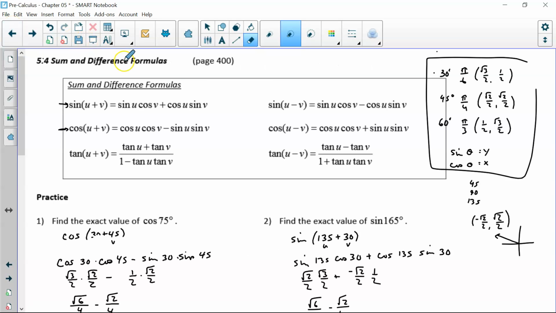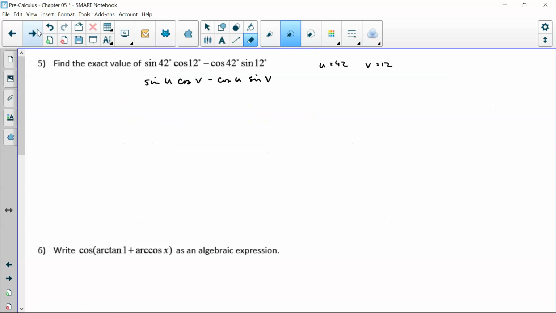If we go back, sine cosine minus cosine sine, that is the sine of u minus v. So that's the sine of u, which is 42, minus 12. So that's equivalent to the sine of 30. And the sine of 30, if we go back and look, is 1/2. And there's the exact value of that.